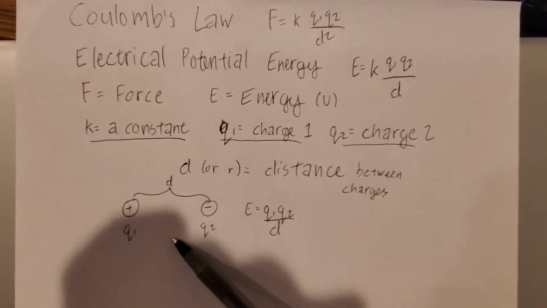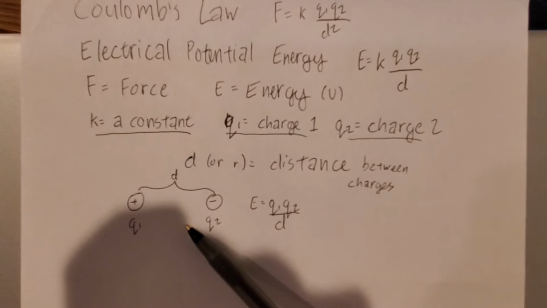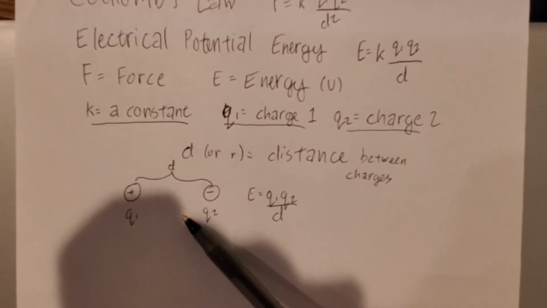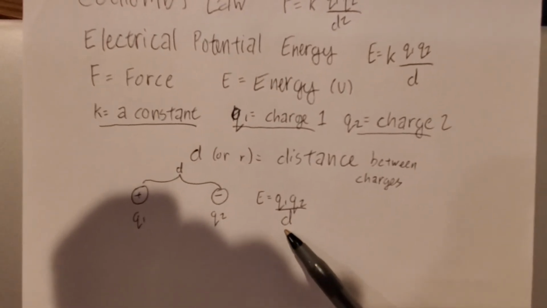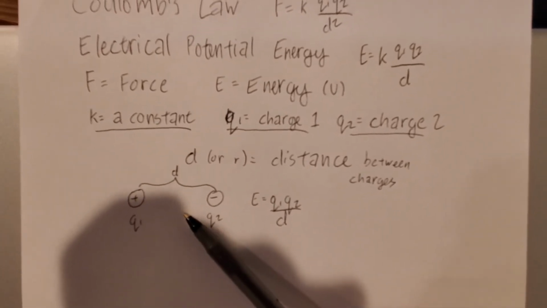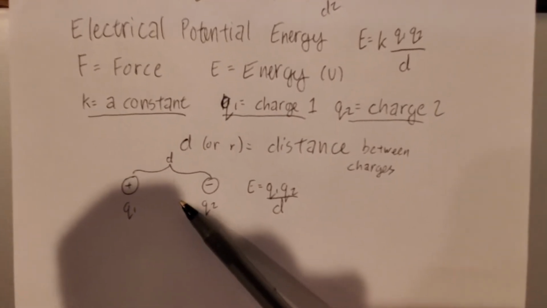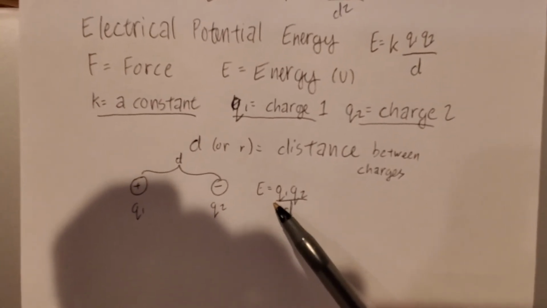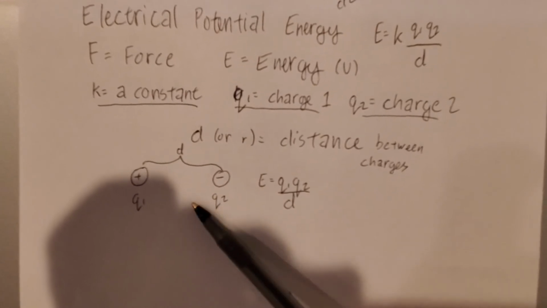So let's look at these charges down here. We have Q1, which is positive, and Q2, which is negative, separated by a distance of D. The energy of this two-charge system is simply Q1 times Q2 divided by the distance between them. If you move them closer together, the energy of the system will go down. That's because Q1 is positive and Q2 is negative, so if you multiply them together, you'll get a negative number.